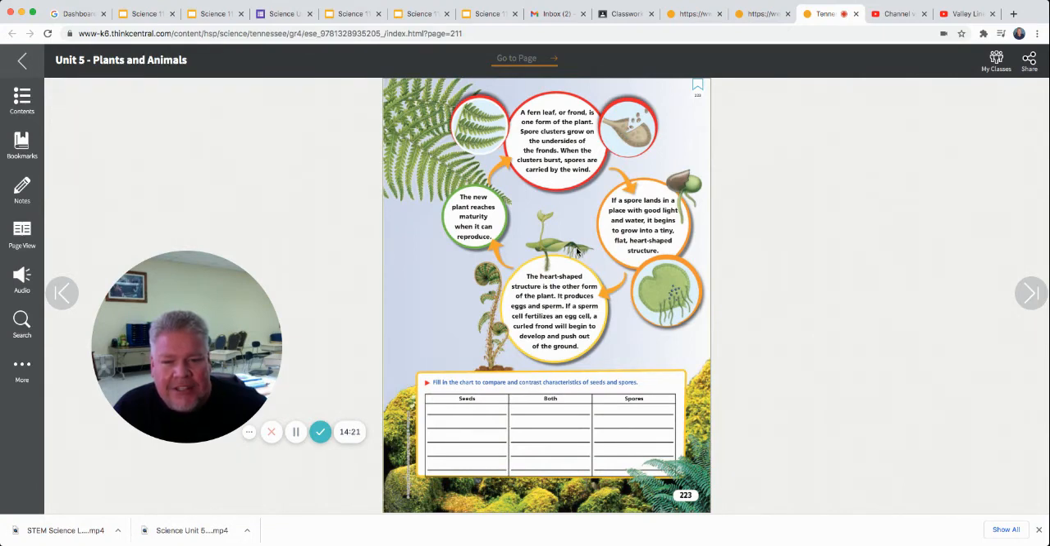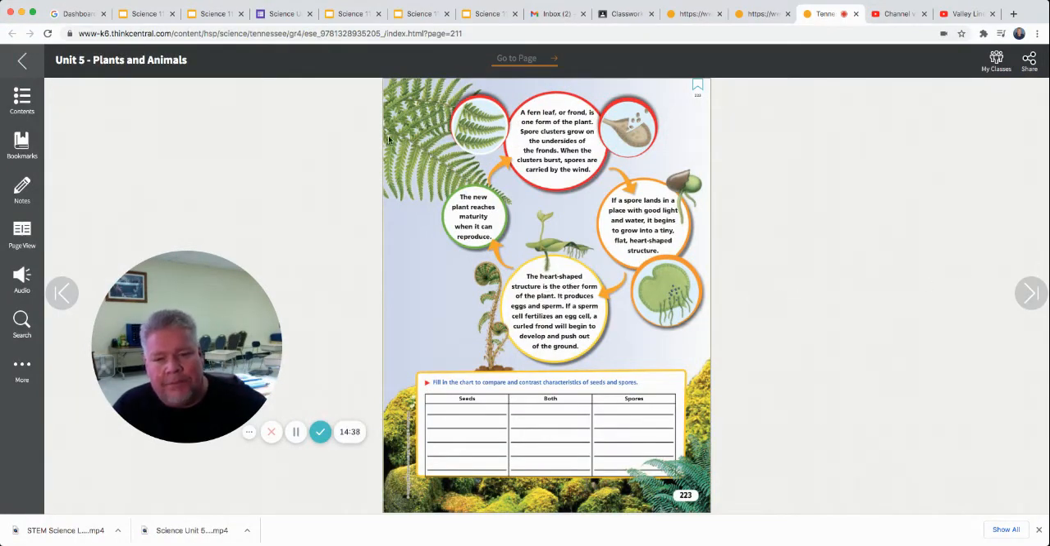It produces eggs and sperm. If a sperm cell fertilizes an egg cell, a curled frond will begin to develop like this and push up out of the ground. And then that new plant reaches maturity where it can all happen over again.